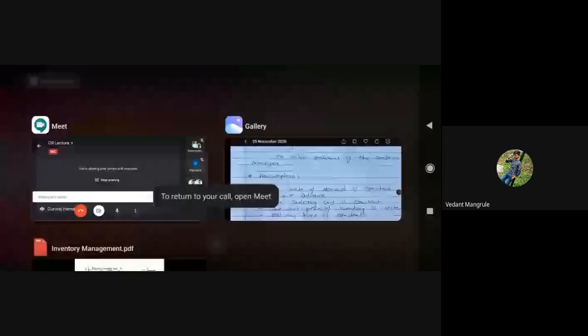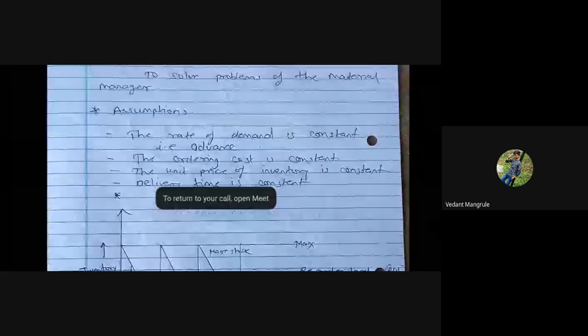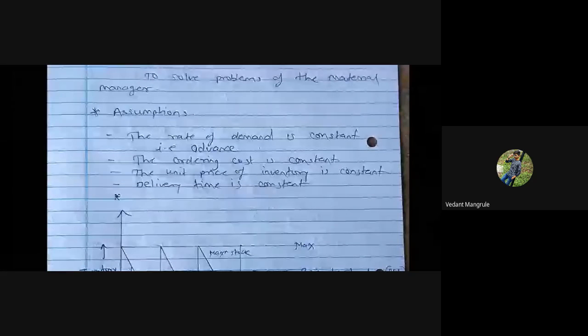Okay, some assumptions are there for the EOQ model. The rate of demand is constant, that is, whatever the advance we are giving. For example, constant means we consider that the value of an item, a car worth 50,000, will remain 50,000.